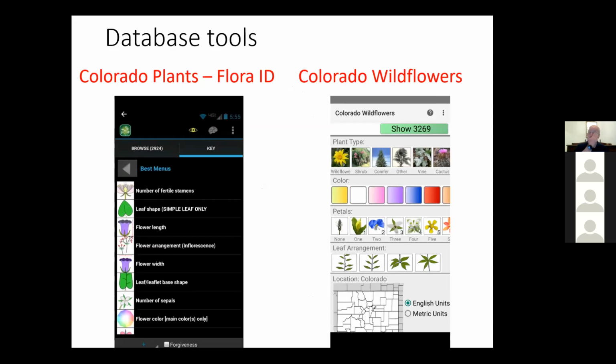Okay, so another tool, we're going to move away from the photo recognition and talk a little bit quickly about some database tools, which again are sort of in between your traditional field guide and a dichotomous key. The two that we're going to look at: one is called Colorado Plants, put out by Flora ID, and the other is an app called Colorado Wildflowers. It's a similar name, which makes it a little confusing.